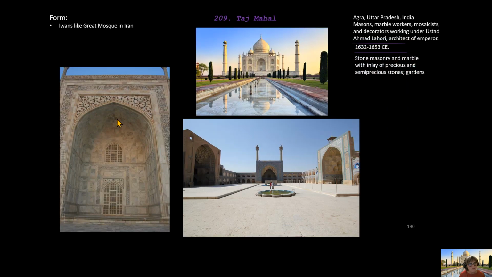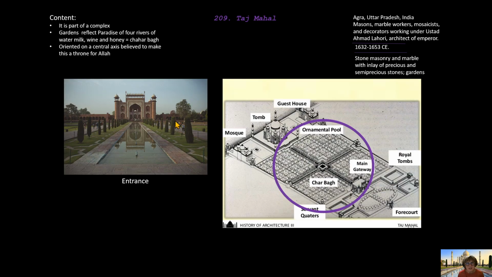More form on all four sides of the Taj Mahal. There are these big iwans. They're just like the iwans that we saw here at the Great Mosque in Isfahan. They don't have muqarnas though, but they have different pieces of marble that make them look pretty interesting. Then in terms of content, this Taj Mahal is part of a complex. So here is the tomb called the Taj Mahal. And this image right here shows us the entry to the Taj Mahal, which is right here. So this is the main gateway.